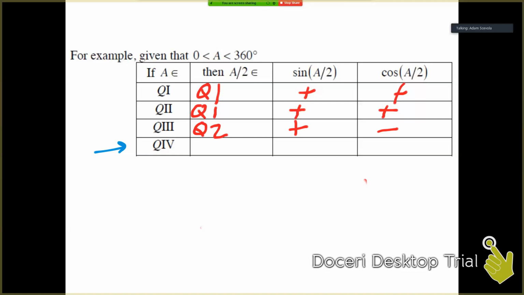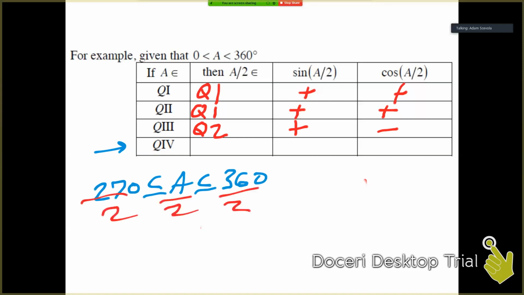All right. So last one, quadrant 4 is in between 270 and 360. So half of the angle would be in between 135 and 180, which is quadrant 2. So that means sine is still positive, cosine is negative. All right. Cool.